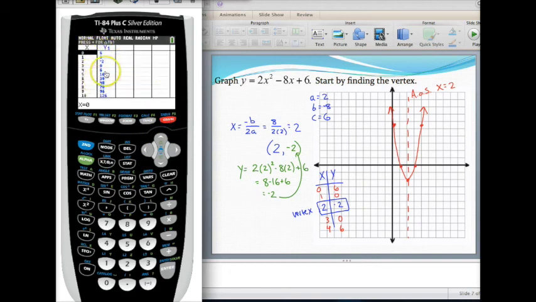So there's the points that we found, 0, 6, 1, 0. We found those by hand. And you can see they're symmetrical about that vertex at 2, negative 2. And you can kind of scroll through this and find any points you want. I wouldn't pick these values. They'd be way off your graph. So try to pick points that are convenient to graph. But there's a bunch of points you can use to make your parabola.